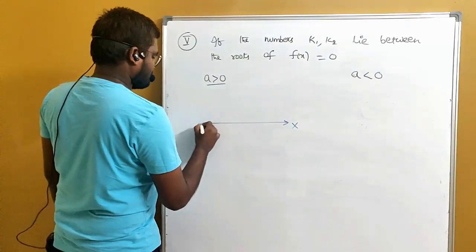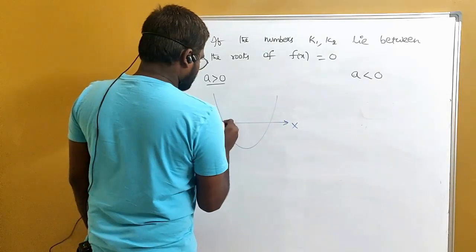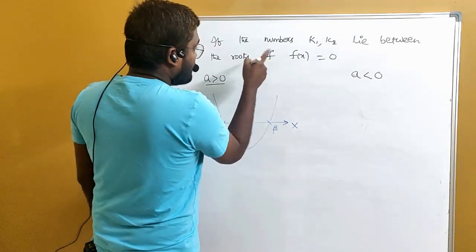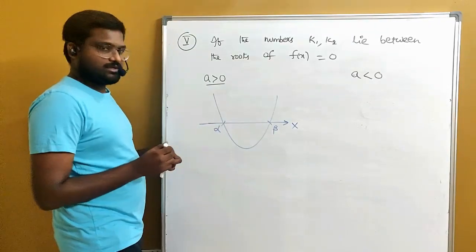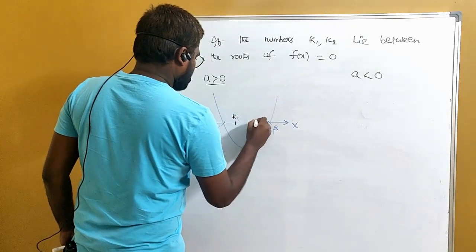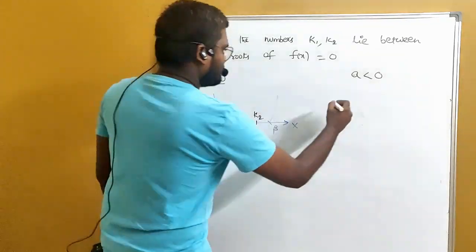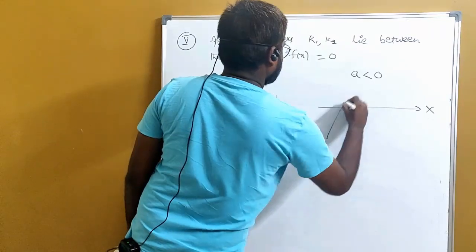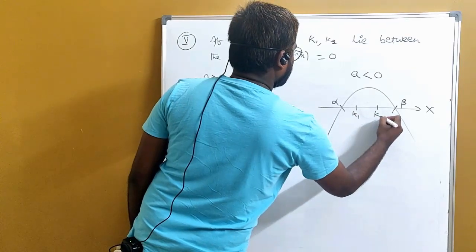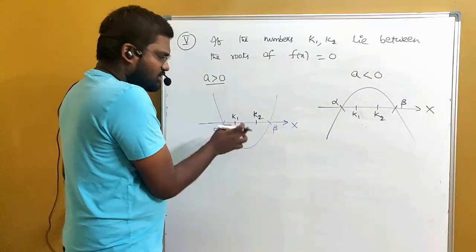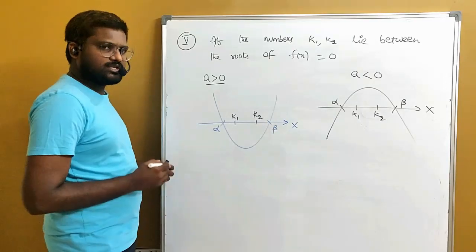Now if I consider a greater than 0, again this is the x-axis. A greater than 0 case, I said this is alpha, this is beta. Now in this case I am taking both the numbers lie in the interval, or lie between the roots alpha and beta. So definitely k1 here, k2 here, if I consider k1 less than k2. Now similarly in this case also, alpha, beta, here it will be k1, here it will be k2, and we are not sure about the location of minus b by 2a because we do not know about k1 and k2, so we don't have to worry about that.